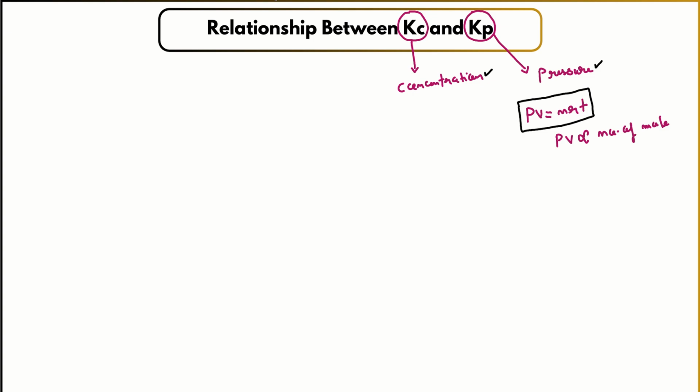First thing first, we will write down one reaction. aA plus bB will give cC plus dD. We are already familiar with this reaction. Now guys, if I tell you to convert this equation into equilibrium constant, you can easily do that. But now we will convert this equation in the form of Kp, that means in the form of pressure.